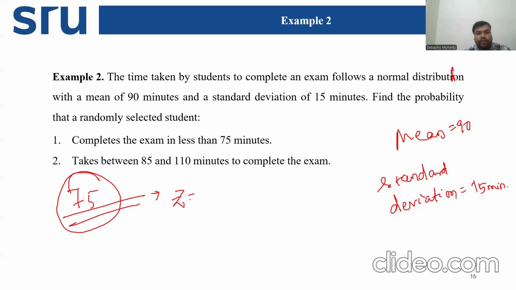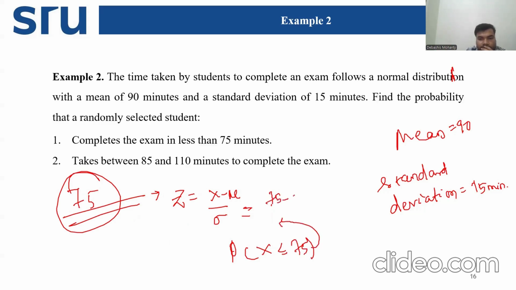So how to compute? We need to calculate the z value, that is x minus mu divided by sigma. For that probability, we need to find the probability of x less than or equal to 75, right? So here we will apply this formula: 75 minus mu. What is the value of mu? The mean is 90, divided by 15. That is equal to minus 15 divided by 15. So that value will be minus 1. Right. So for that minus 1, we need to check the normal distribution table. So what is the value for minus 1? So that we can calculate the probability.